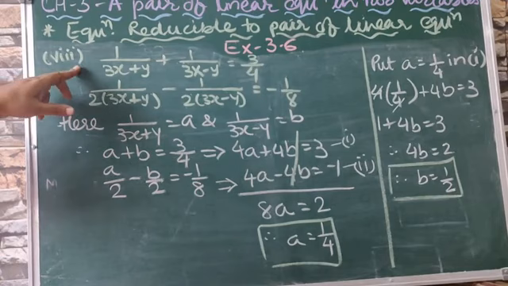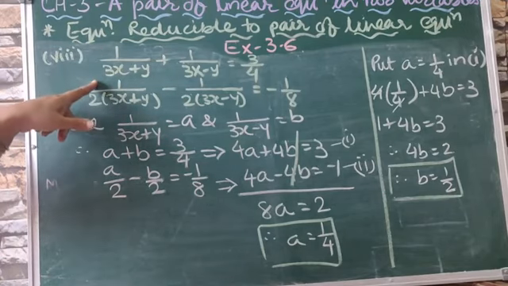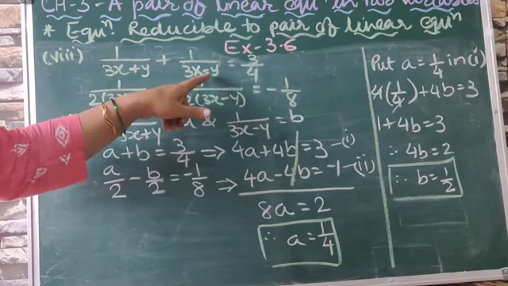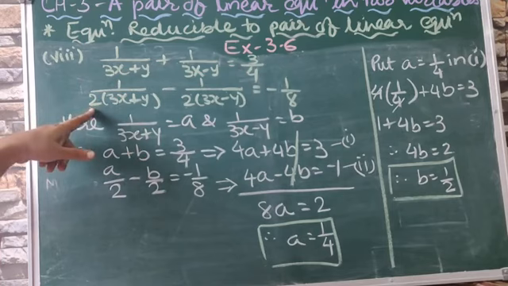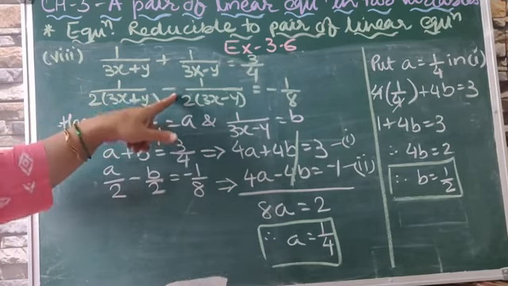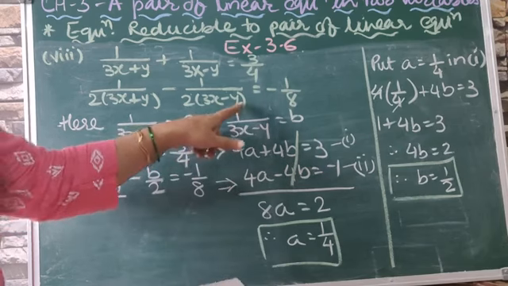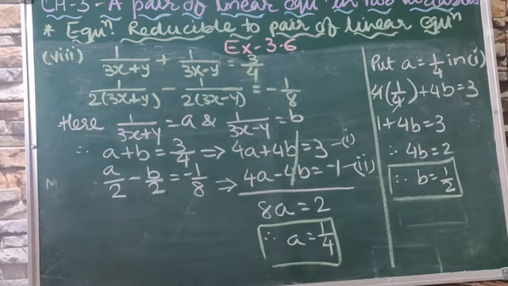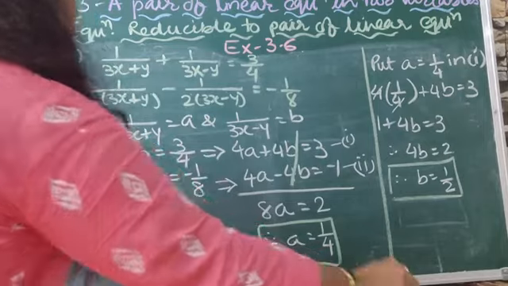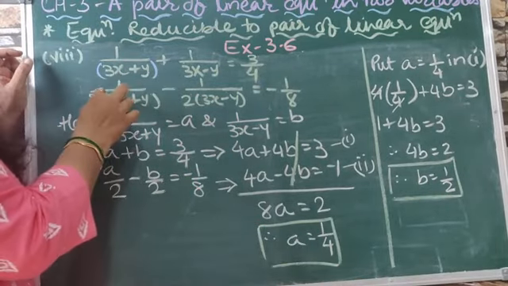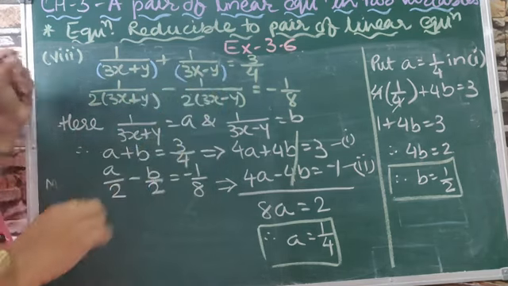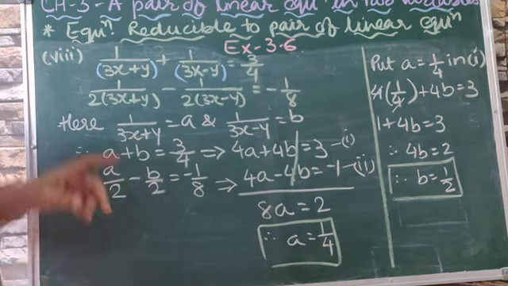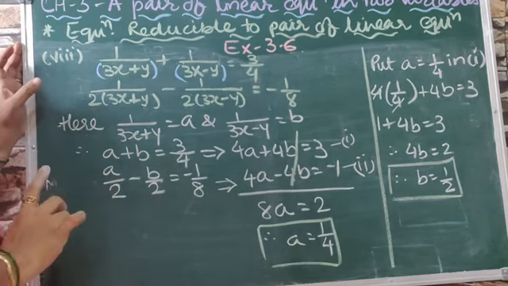Now in the last one, it is given that 1 upon 3x plus y plus 1 upon 3x minus y is equal to 3 by 4, and 1 upon 2 into 3x plus y minus 1 upon 2 into 3x minus y is equal to minus 1 by 8. Now you notice that 3x plus y and 3x minus y are common in the denominator place, but here it is 2 and here it is also 2.